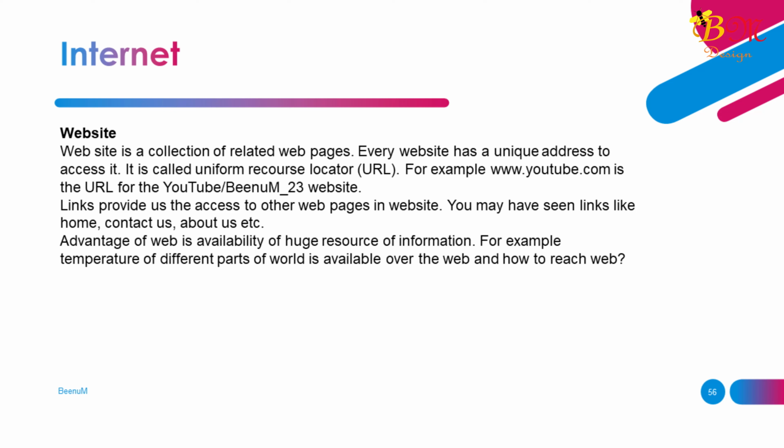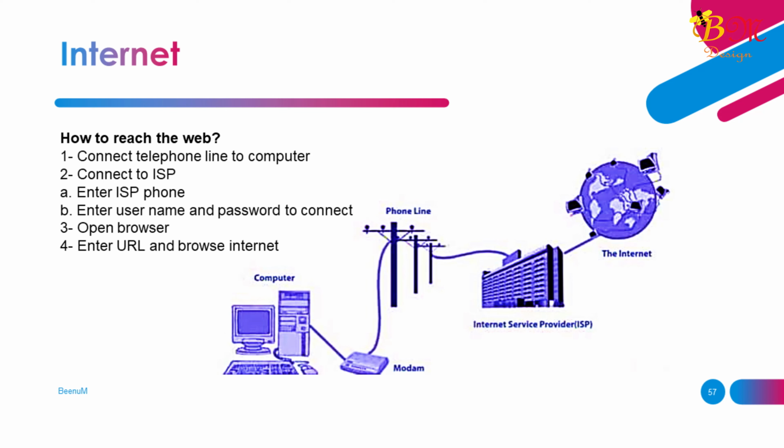And how to reach the web? 1. Connect telephone line to computer. 2. Connect to ISP. A. Enter ISP phone. B. Enter username and password to connect. 3. Open browser. 4. Enter URL and browse the Internet.